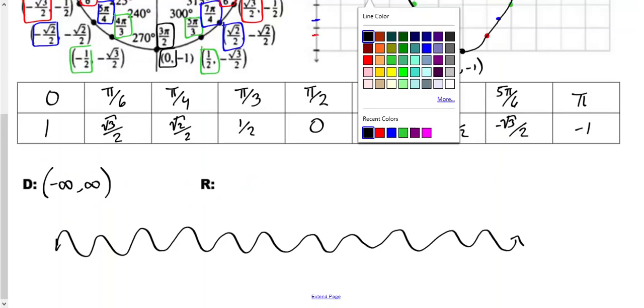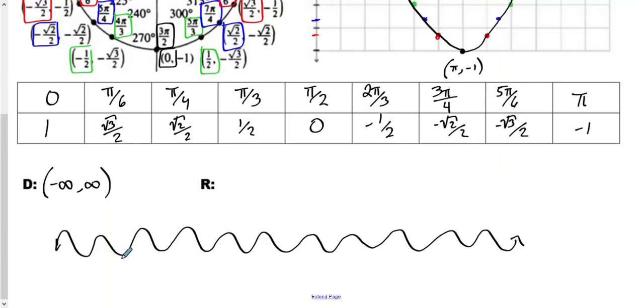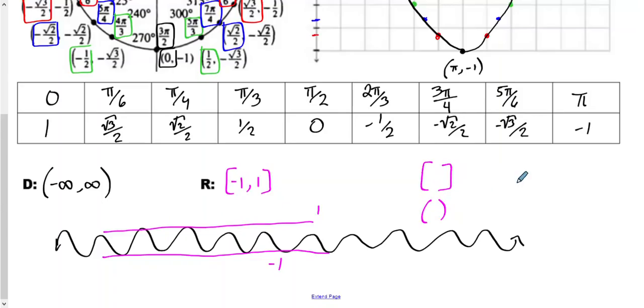And for the range, we can think of it very similarly as well, because this curve has a minimum of negative 1, and it has a maximum of positive 1. So all of my y values are going to be between negative 1 and positive 1, including those values. By the way, that's why I'm using brackets here and not parentheses. If I were to use parentheses here, negative 1 to 1, that would be the interval that doesn't include those endpoints. But we do include those endpoints because they are a part of our range.